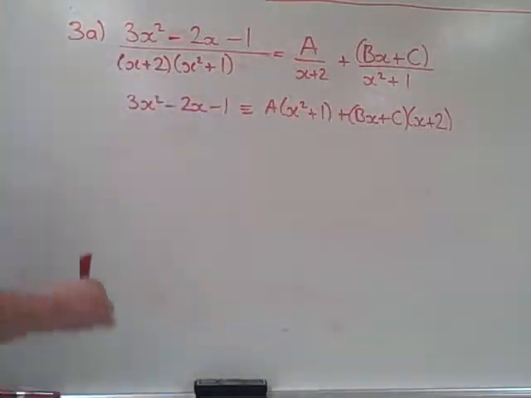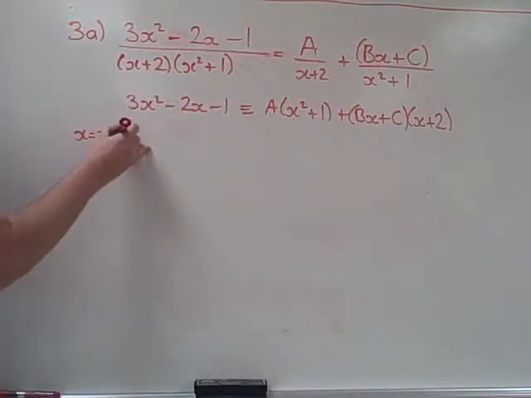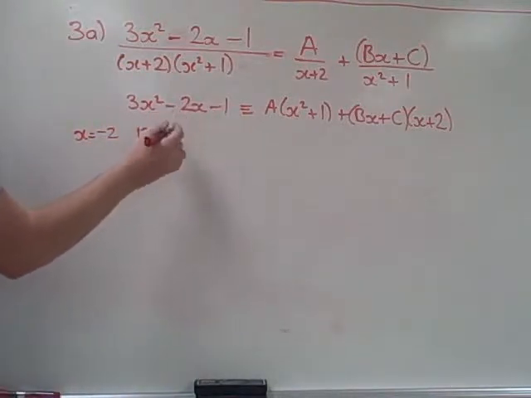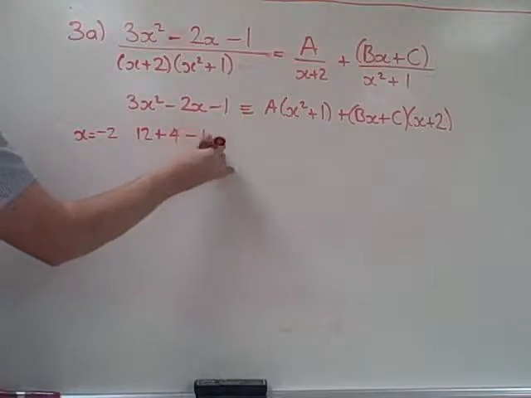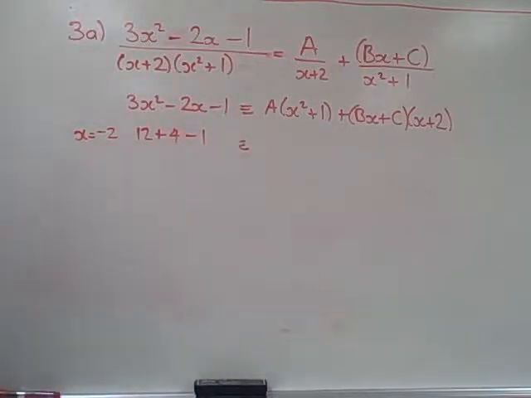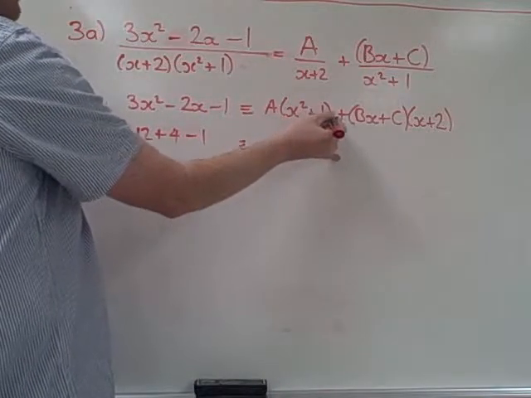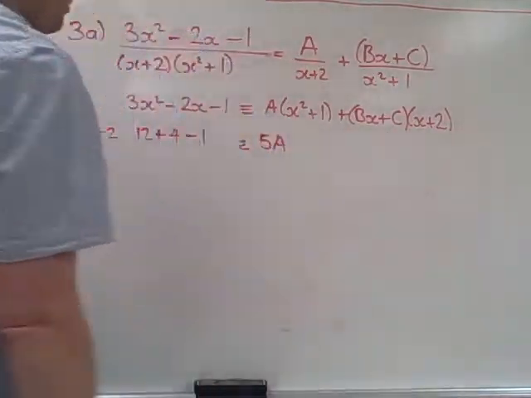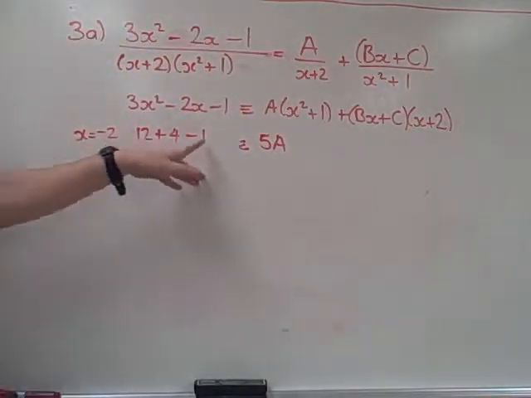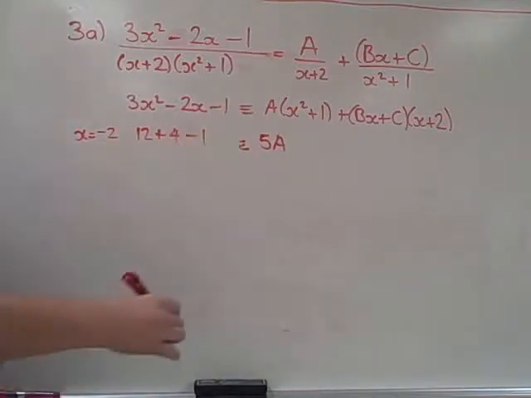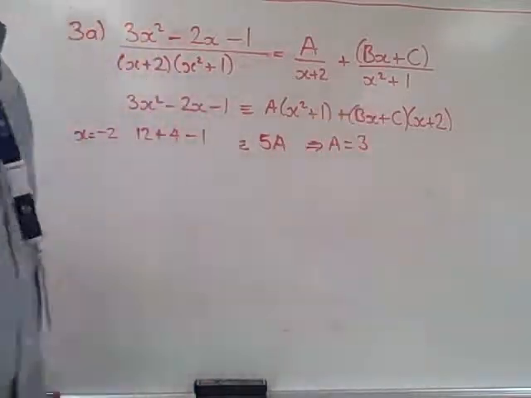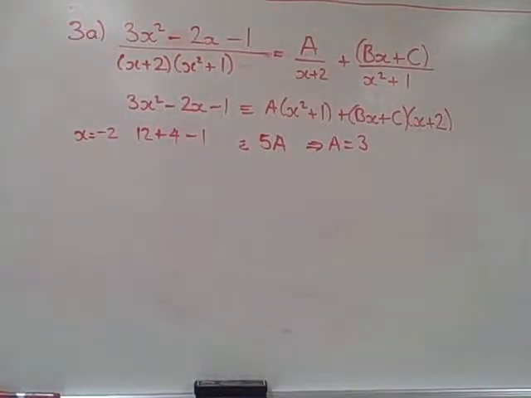I see negative 2 as a nice value here, so if I plug negative 2 into here, this would be 12 minus 2 times negative 2, which would be 4, minus 1, equals negative 2 squared is 4, plus 1 is 5, so 5 times a. This becomes 0, that's why I did it. And notice this side is 15, so if 15 equals 5a, what we can say then is a equals 3, and in a second we'll work out b and c.